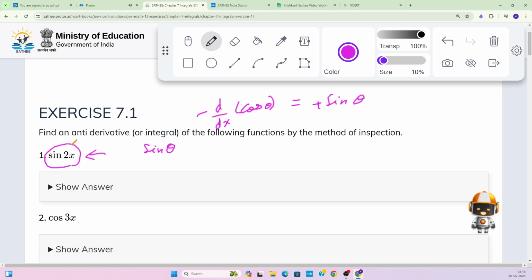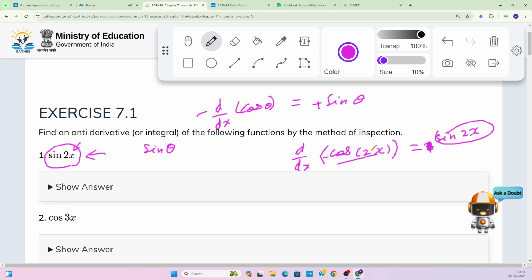But if you see, in place of sine theta, what you are having? Sine 2x. Just replace theta by 2x. Don't worry. So what you will get? d/dx of minus cos 2x. Then what will be its derivative? The derivative will be sine 2x multiplied by the derivative of the inside thing, which will be just 2. So 2 sine 2x, but I want just sine 2x. So divide by 2 both sides, and you will get this as your expression.